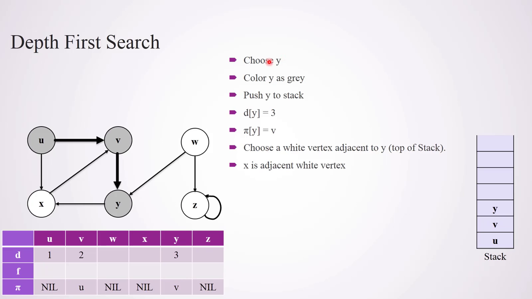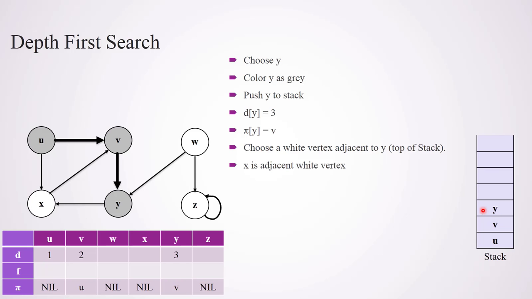Next we choose Y, color Y as gray, push Y to stack. D of Y equals 3. Earlier the time value is 2, so the time value is incremented by 1 and the discovery time of Y is 3. Pi of Y equals V, because we reached Y from V. Here also the pi value is updated with V.